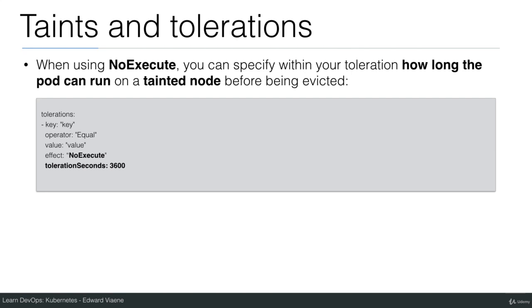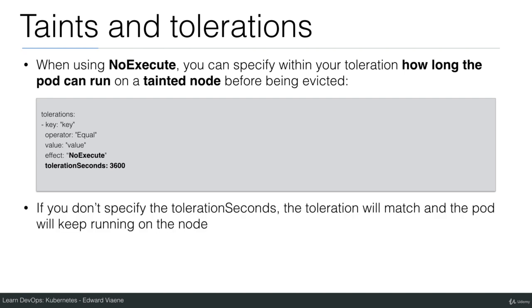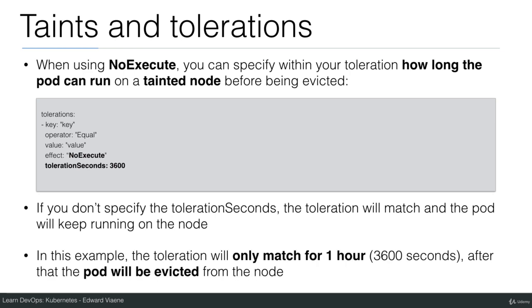So this specification will make sure that if a taint is applied to a node where the key is key and the value is value, then this pod will run for 3600 seconds more and will then be evicted. If you don't specify toleration seconds, the toleration will match and the pod will keep running on the node. So if you don't specify this toleration seconds, then it always matches and the pod will just keep on running, just like a normal matching rule. In this example, the toleration will only match for 1 hour, 3600 seconds. After that, the pod will be evicted from the node.